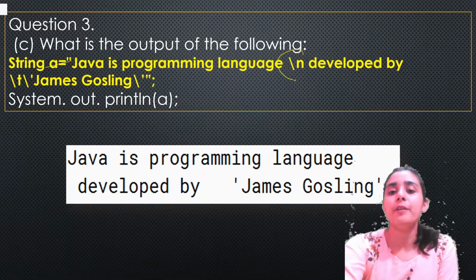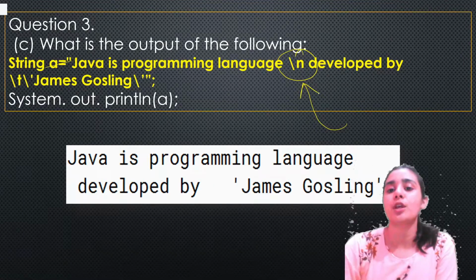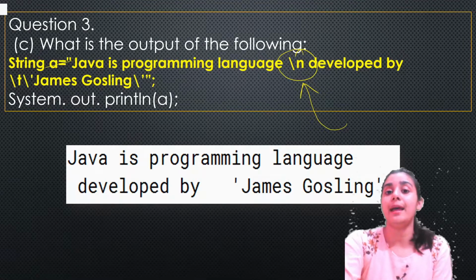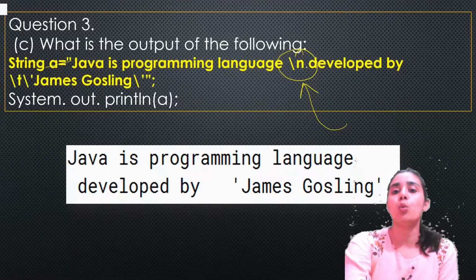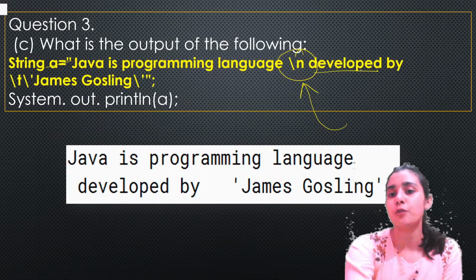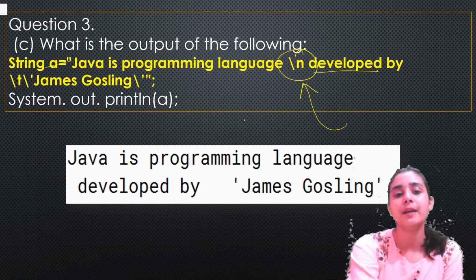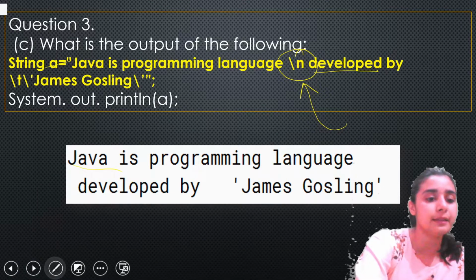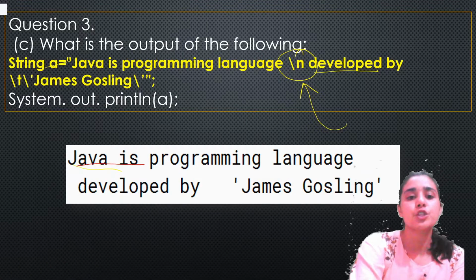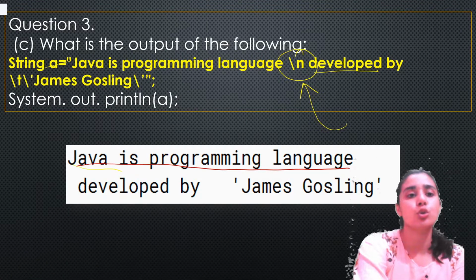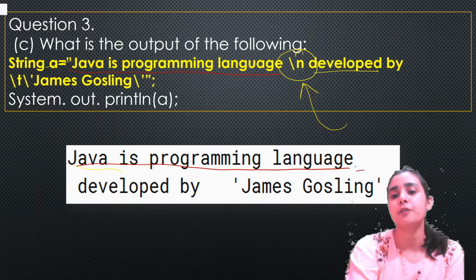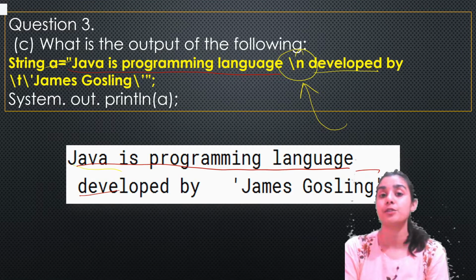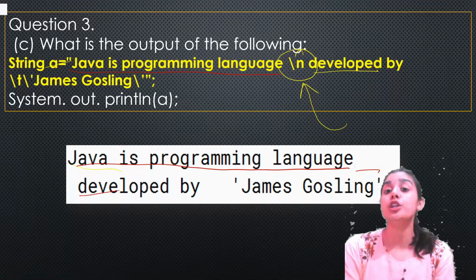Here we are using escape sequences. What do you mean by \n? It means a new line. Whatever comes afterwards will be in the new line only, like you have seen there. There it is written Java programming language, and whatever is coming afterwards comes in the new line. So this is an escape sequence for the new line.